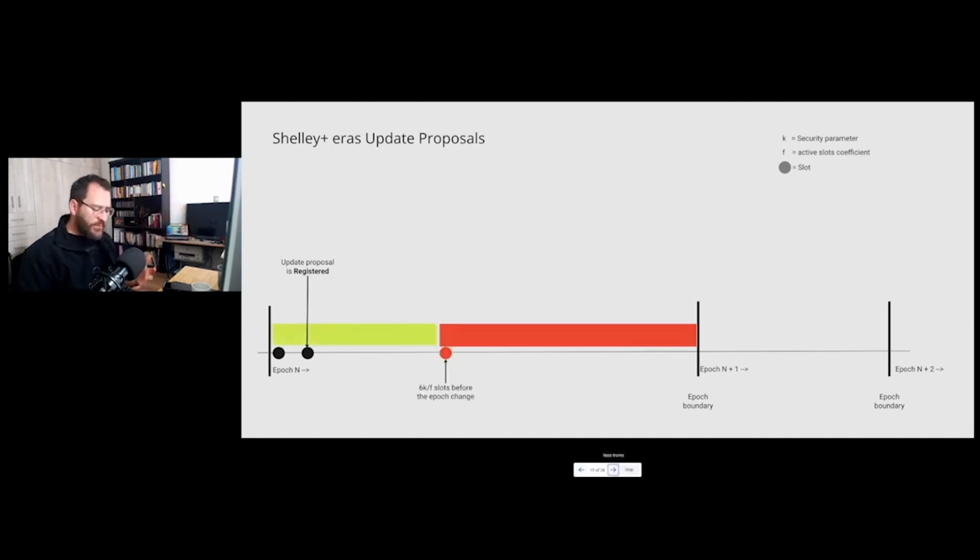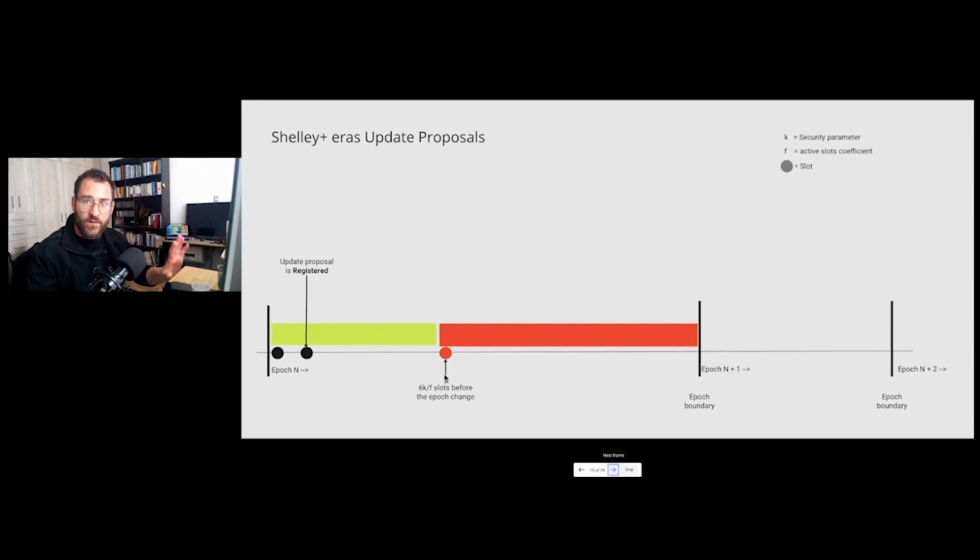So we also have some time windows that are important here. There's a critical point in time here that is 2 times the stability window, and that is 6K over F slots before the epoch change. In mainnet, for practical reasoning, this is 48 hours into the epoch or 72 hours before the end of the epoch, depending on when you want to see it.